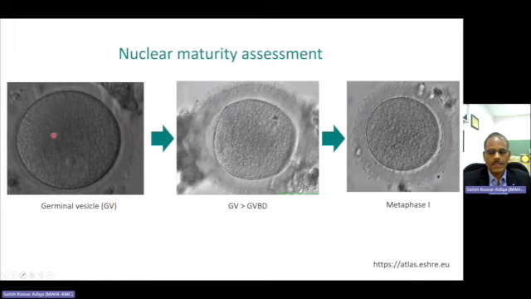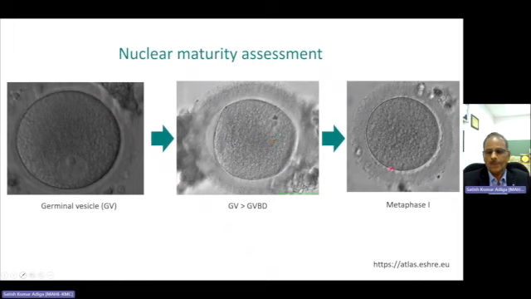The first picture shows a GV oocyte, the germinal vesicle oocyte, the most immature form of the oocyte. The second one is also GV, we can still appreciate the germinal vesicle here, but the difference is the nuclear membrane is not as prominent as you see in the first picture. That means the GV oocyte is possibly approaching GVBD, the germinal vesicle breakdown. Hence, the nuclear membrane is not clear.